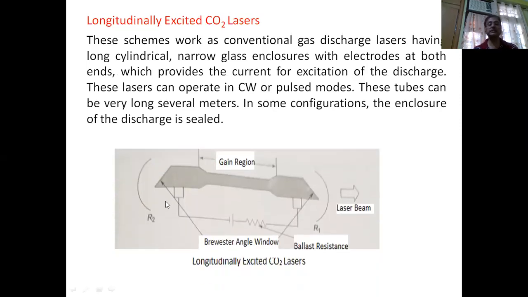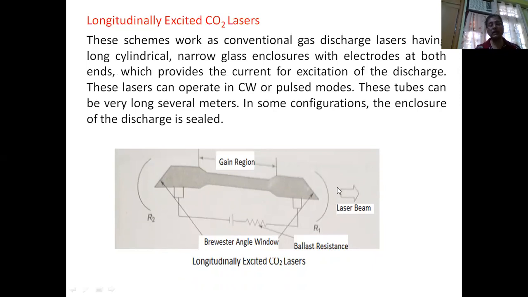Now, this is the structure of a longitudinally excited CO2 laser. You can see that these are the two Brewster windows here and here, and this is the gain region, that is, the gas mixture is there. The laser beam comes out from here. And you can see from here that this is excited longitudinally.